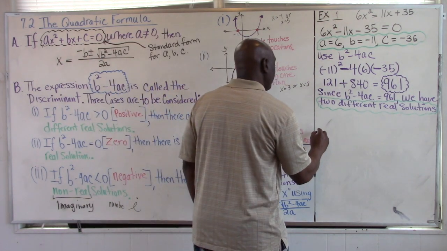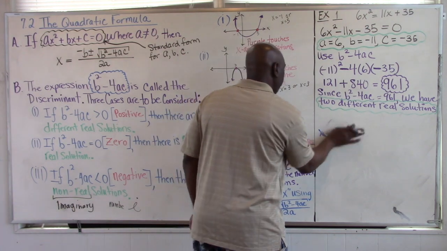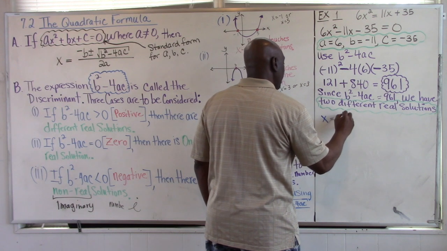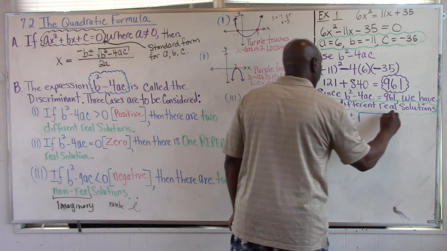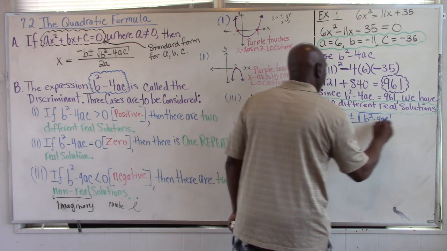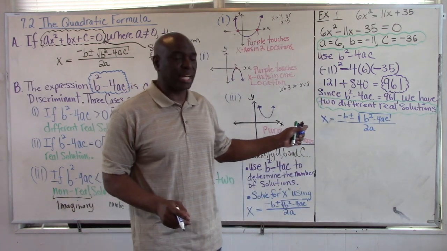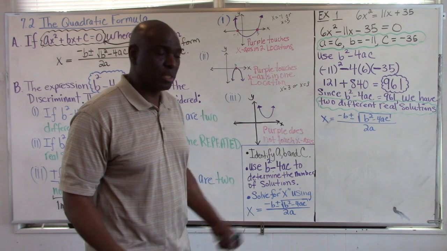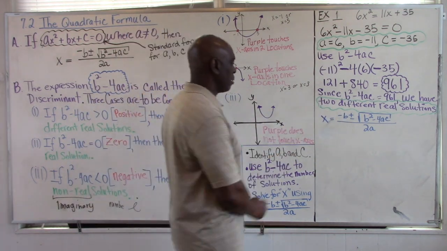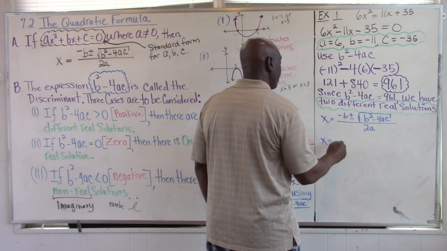So then x is going to equal, let me write it out, the quadratic formula. X has to equal negative b plus or minus the square root of b squared minus 4ac, and all of this is divided by 2a. Remember, don't slack. Write that quadratic formula correctly. Take a, b, and c and put it where it belongs. Fill everything in.